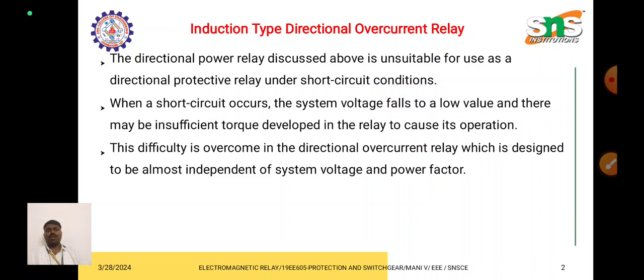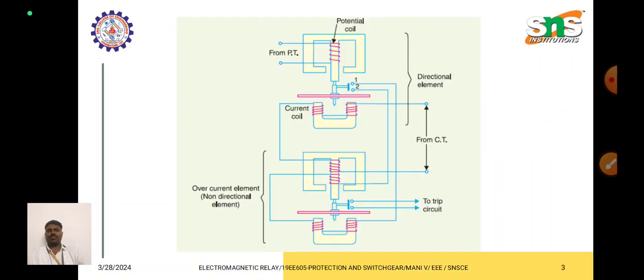When a short circuit occurs, the system voltage falls to a very low value, so there may be insufficient torque developed in the relay. It may cause its operation. So in order to overcome this difficulty in the directional relay, the directional overcurrent relay is designed to be almost independent of system voltage and power factor.